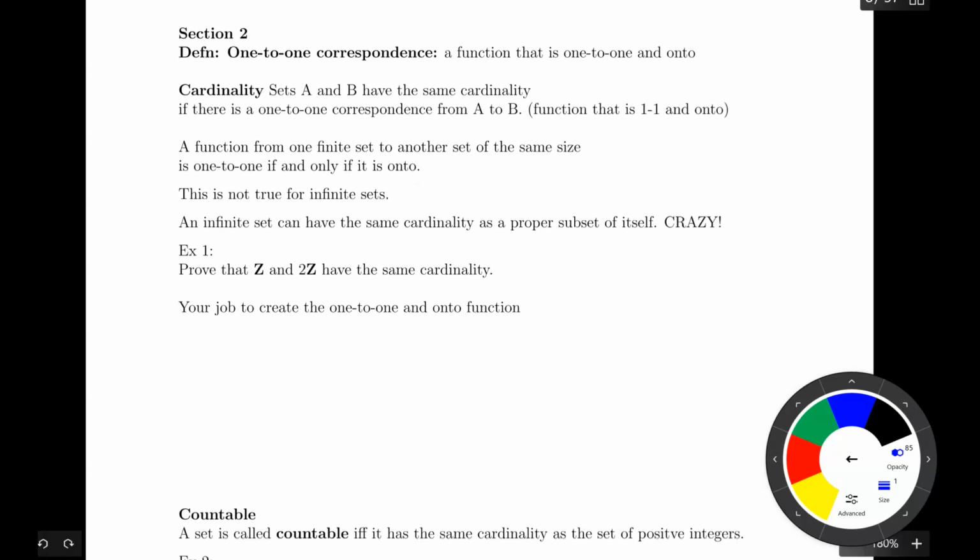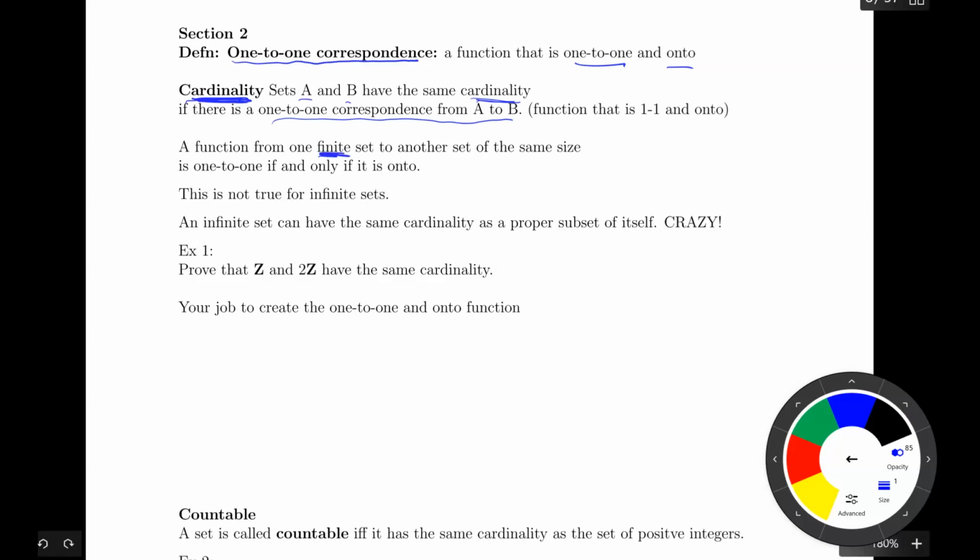All right, so here we are, section 2. We're defining a one-to-one correspondence as a function that's one-to-one and onto. So it's called a one-to-one correspondence. Now we're going to talk about something called cardinality, another definition. Two sets, A and B, have the same cardinality, which is kind of a way of saying size, if there's a one-to-one correspondence from A to B. So it's got to be one-to-one and onto.